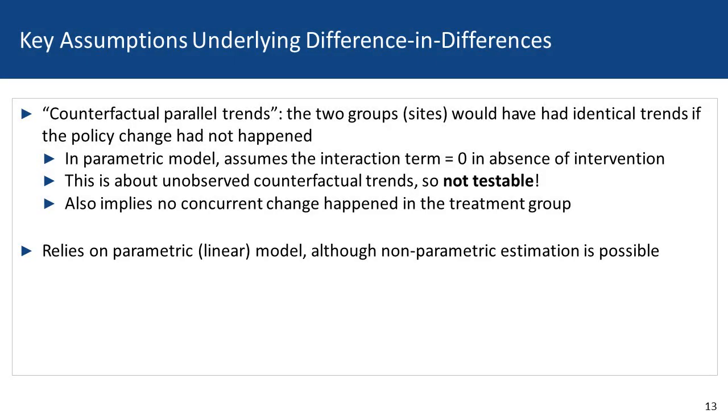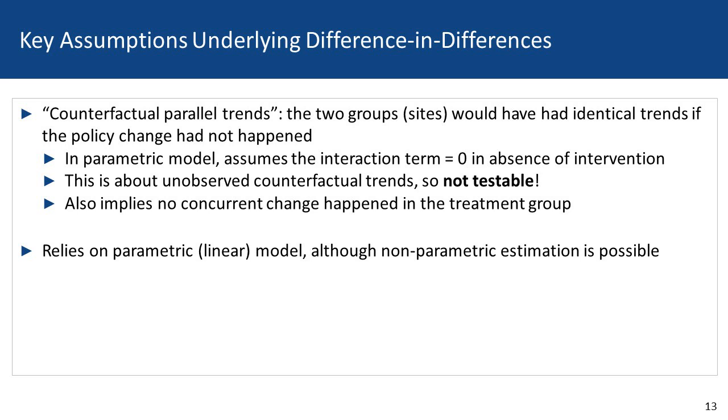Let's talk about the key assumptions underlying difference in differences. The main assumption is the parallel trends assumption, and here we're assuming that without the treatment, the groups would have had the same trends in the post period. In the regression model, another way of saying this is that without the intervention, the interaction term would be 0. This assumption really focuses on the post-period counterfactual and so is not testable. You might say that if the pre-period trends are similar, you have greater confidence that the post-period trends would be similar, but we cannot know for sure.